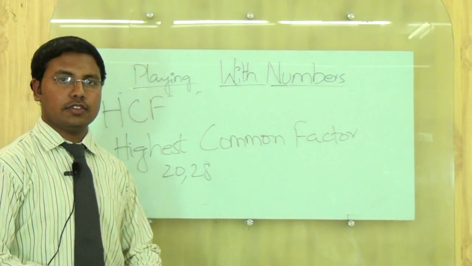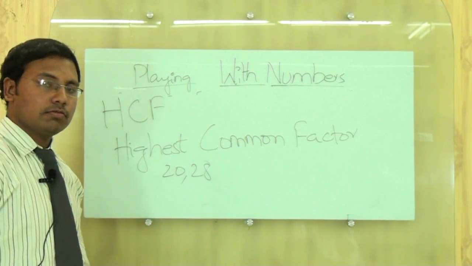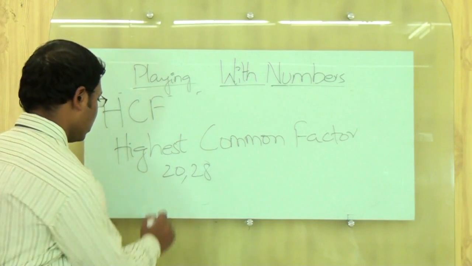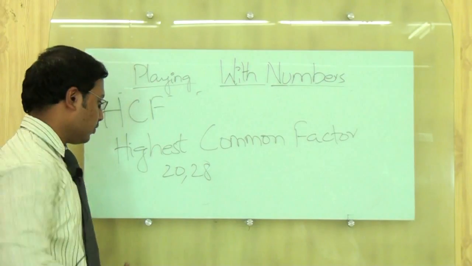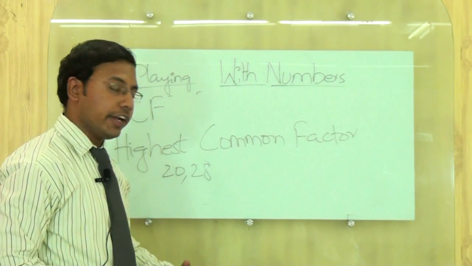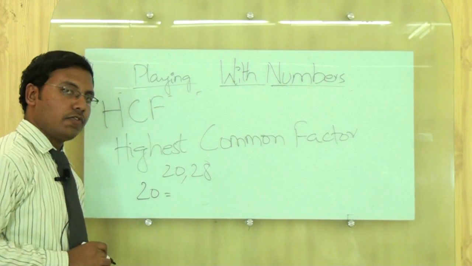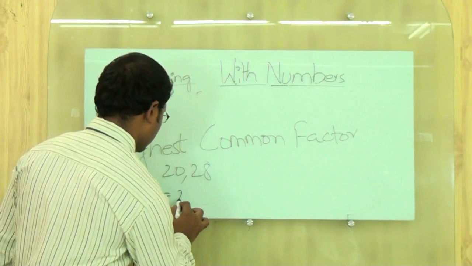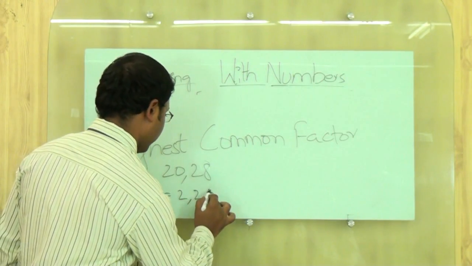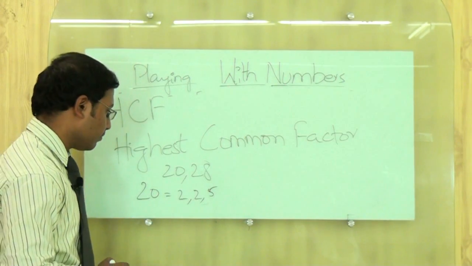Next topic is HCF. HCF is nothing but highest common factor. Let us find the HCF for two numbers, that is 20 and 28. For this we have to find the factors of 20 and 28 each. Factors of 20: 2 and 2 and 5. That means 2 2s are 4, 4 5s are 20.